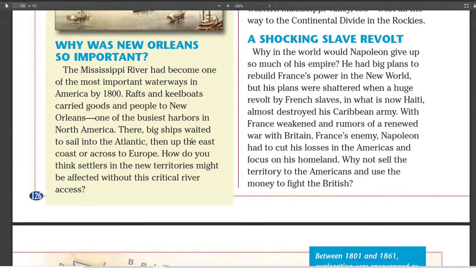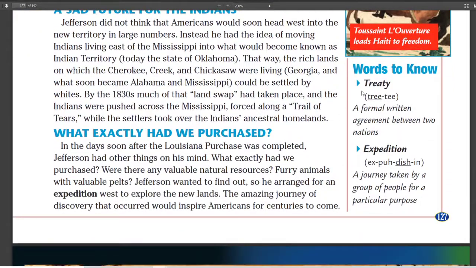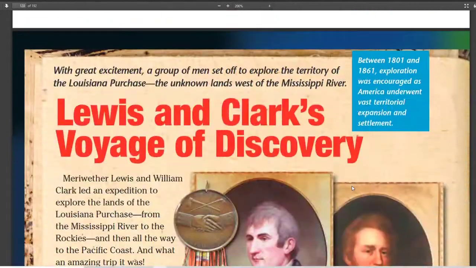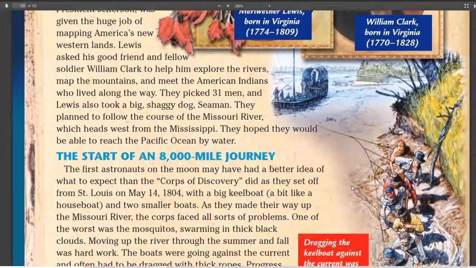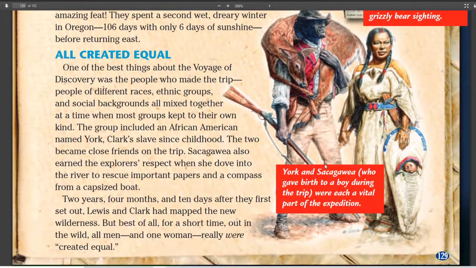All right, so other things that we should know, definitely know your vocabulary words. Treaty, formal written agreement between two nations. Expedition, a journey taken by a group of people for a particular purpose. Then Lewis and Clark, they were helped by a number of people, especially Sacagawea here.